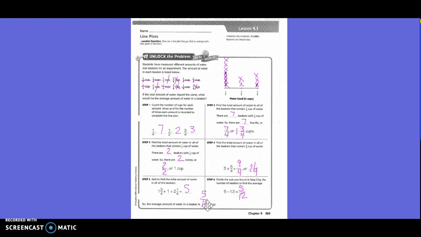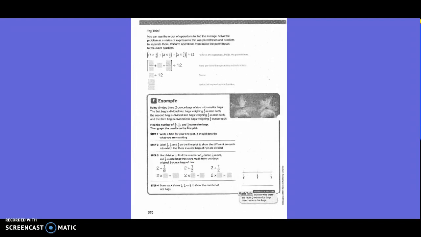Okay? Try this. You can use the order of operations to find the average. Solve the problem as a series of expressions that use parentheses and brackets to separate them. Perform operations from inside the parentheses to the outer brackets, which is your order of operations. Right, guys? So first of all, we have to do what first? You have to do parentheses first, right?